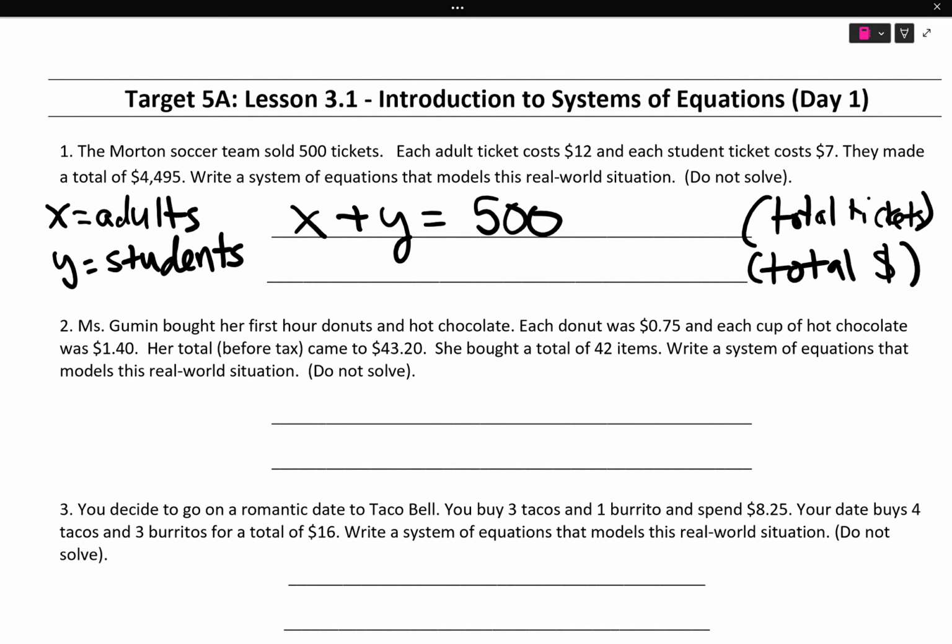Let's write an equation for the total money. Each adult ticket costs $12. Each student ticket costs $7. So 12x plus 7y gives us a total of $4,495.